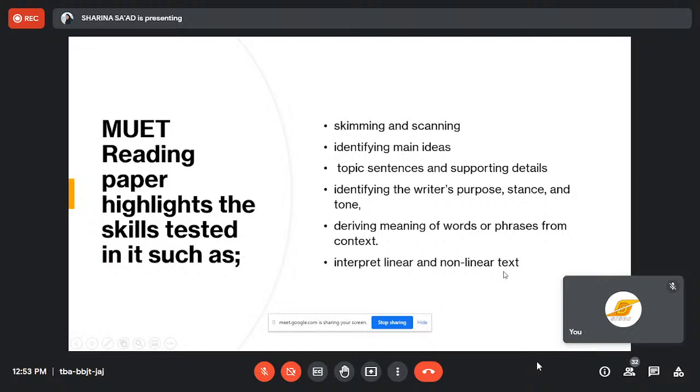And you also have to interpret linear and nonlinear text. Linear is when you have words only, nonlinear is when you have graphics: pie chart, line graph, bar graph, tables, pictograph. This is under nonlinear. So you will see all this when you answer your reading test. Trust me. And you have learned all this when you did your ELC courses, so you don't have to worry. You just have to do some practice to make sure you are familiar with the MUET reading questions.